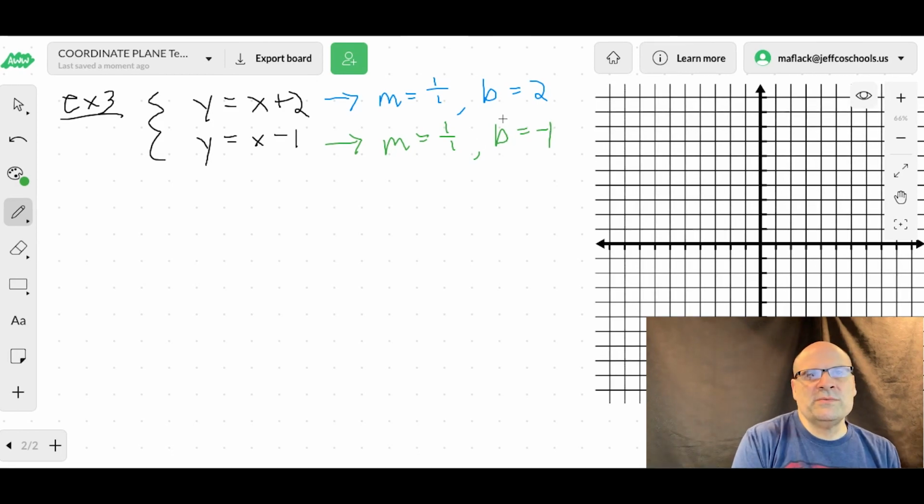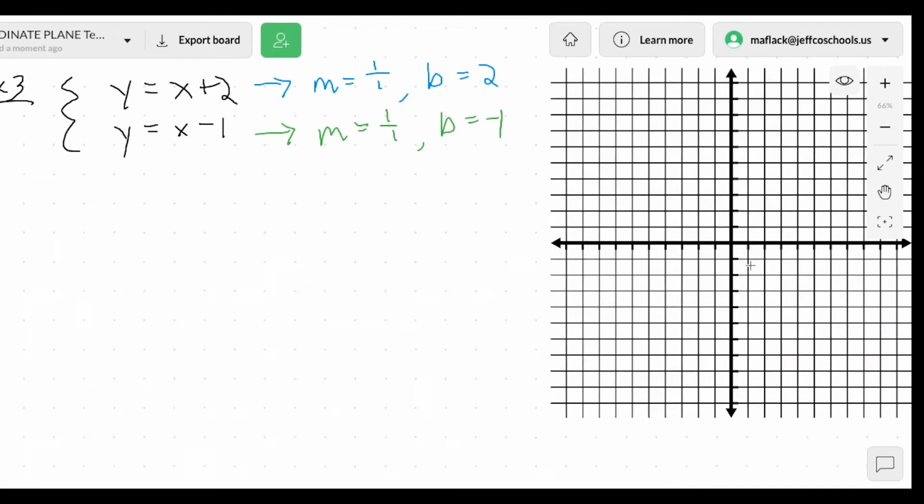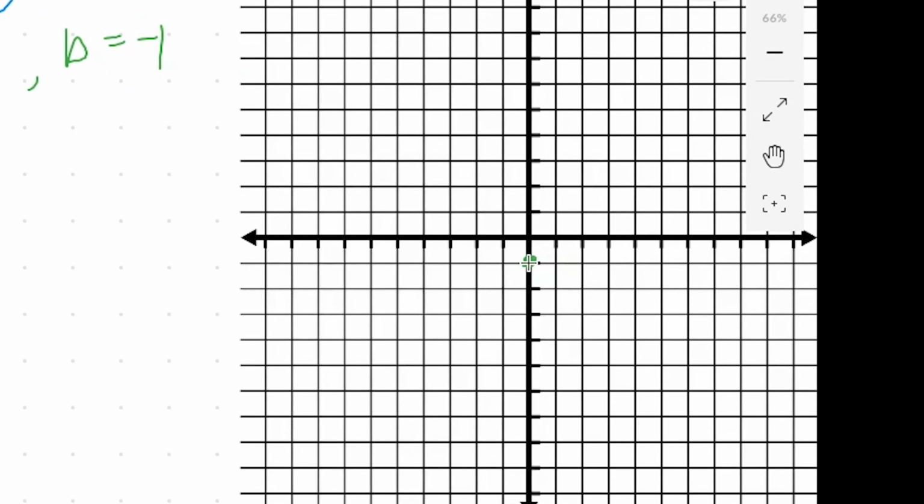So let's graph this green one first. b is -1, so that's where we start on the y-axis intercept. And we're going to go up 1 over 1, up 1 over 1. Okay? So I'm not going to connect the dots because really you don't need to, because you're just looking for where they intersect. So let's graph the blue equation now. We're starting at 2, and then we go up 1 over 1. What do you think is going to happen? These guys are parallel.